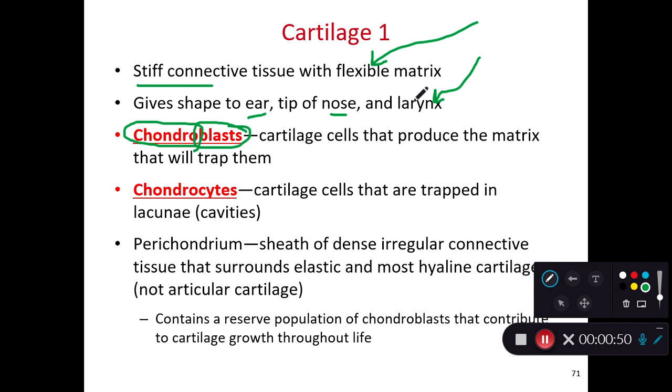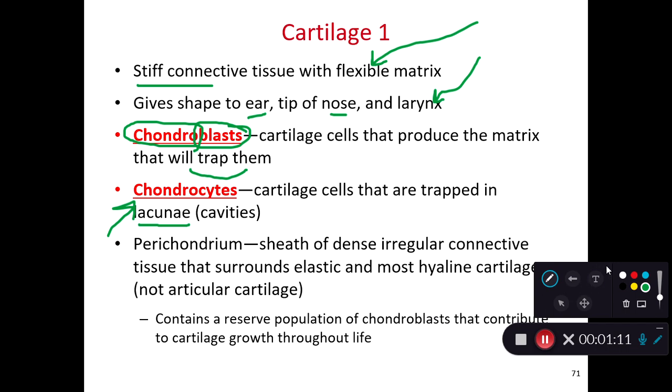And when they're done making that extracellular matrix, they are completely trapped or encapsulated in cartilage extracellular matrix, and the cell morphs or transitions into a chondrocyte, being a cell that is going to sit in a cavity of the cartilage. And we call that cavity or space the lacuna.